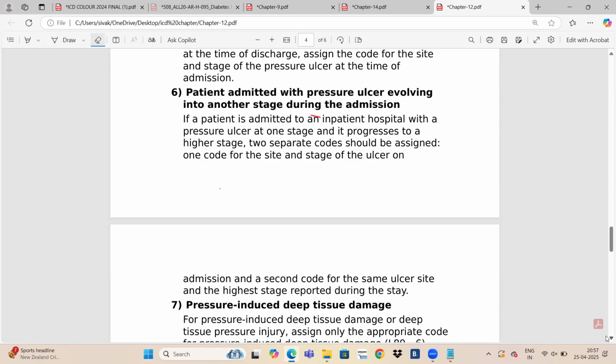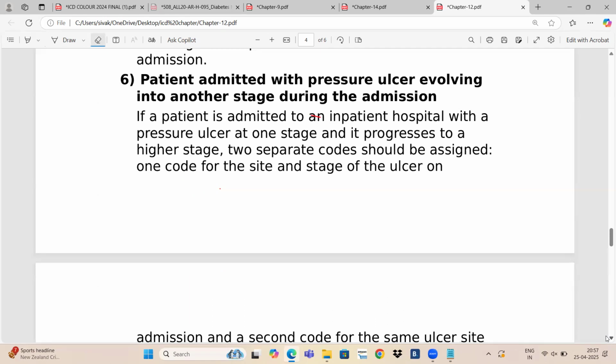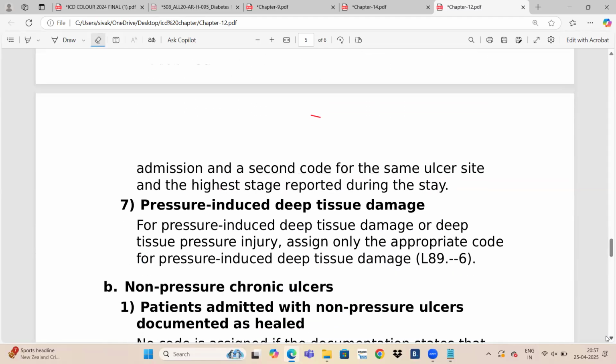If a patient is admitted to an inpatient hospital with a pressure ulcer at one stage and it progresses to a higher stage, two separate codes should be assigned: one code for the site and stage of the ulcer on admission, and a second code for the same ulcer site at the highest stage reported during the stay. Suppose they admitted for stage 2 and during the stay it healed. Now you still have to code, because at admission the patient had the ulcer.